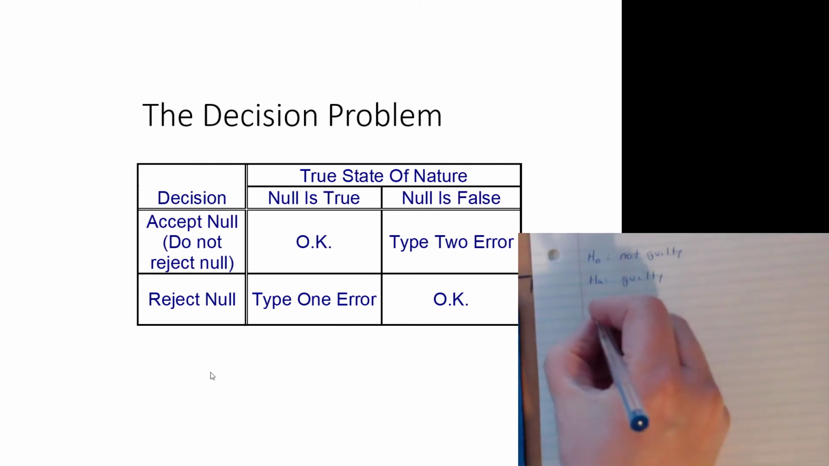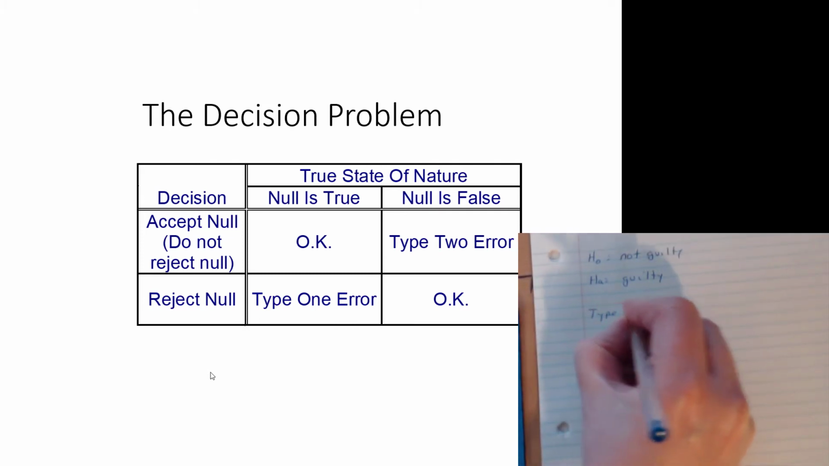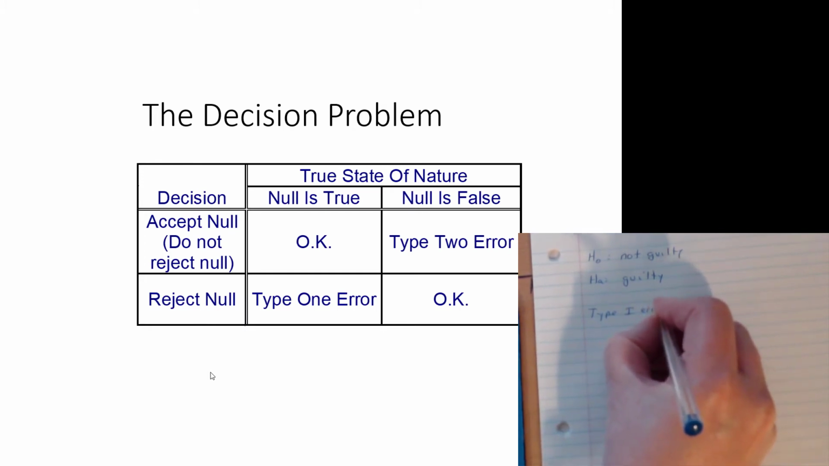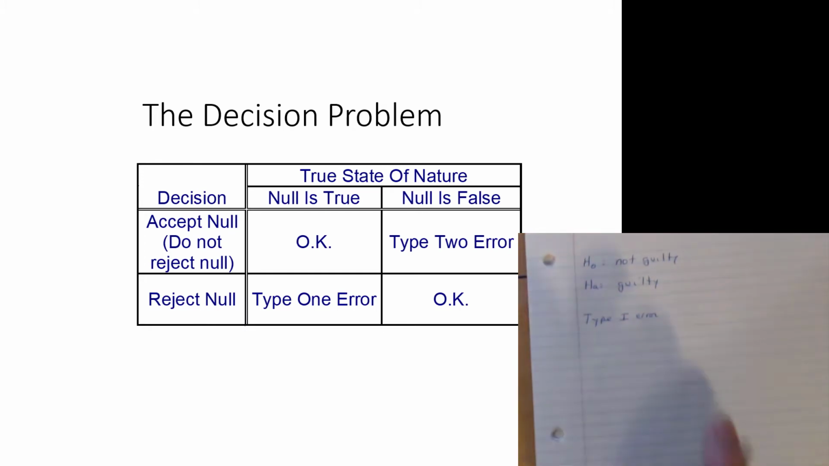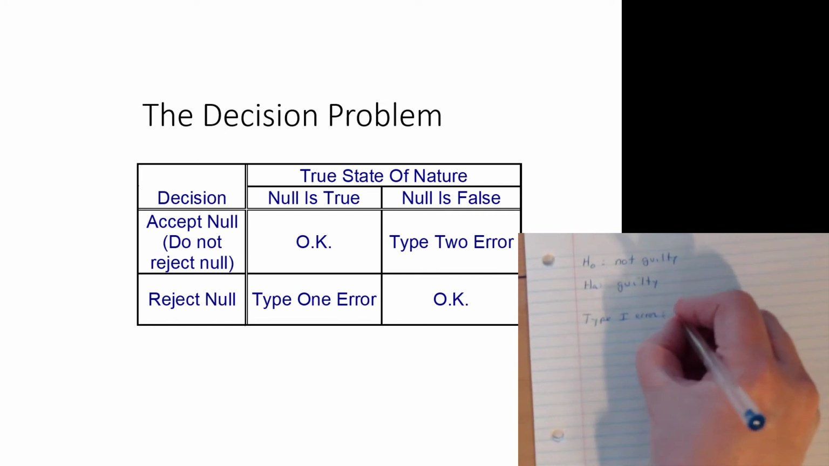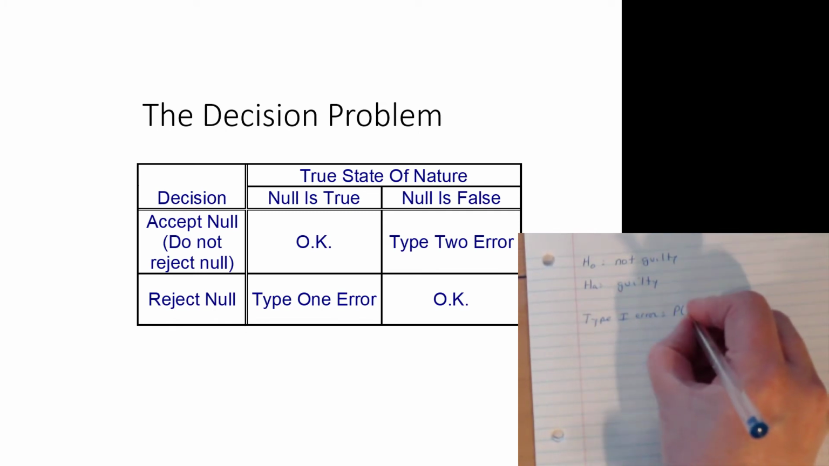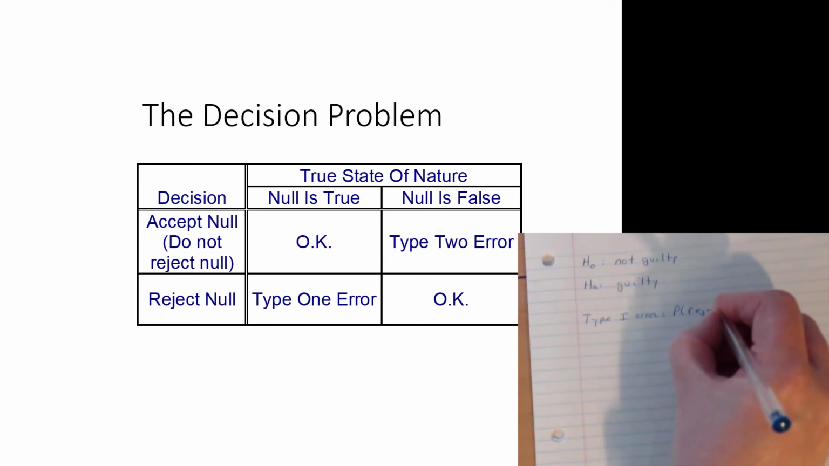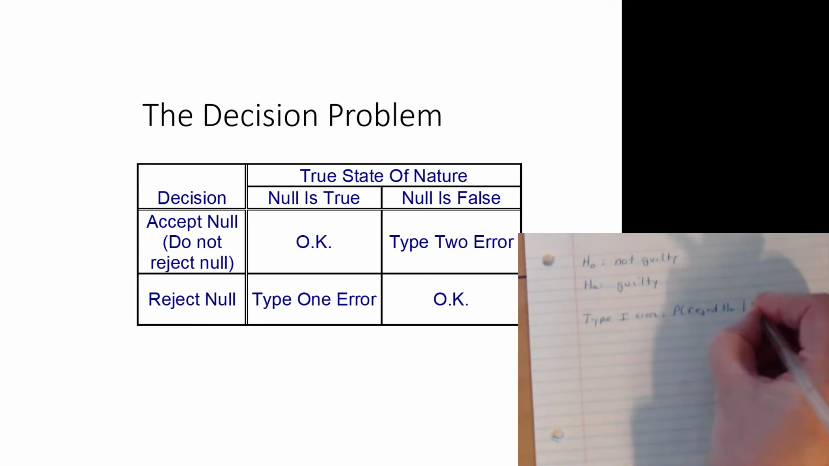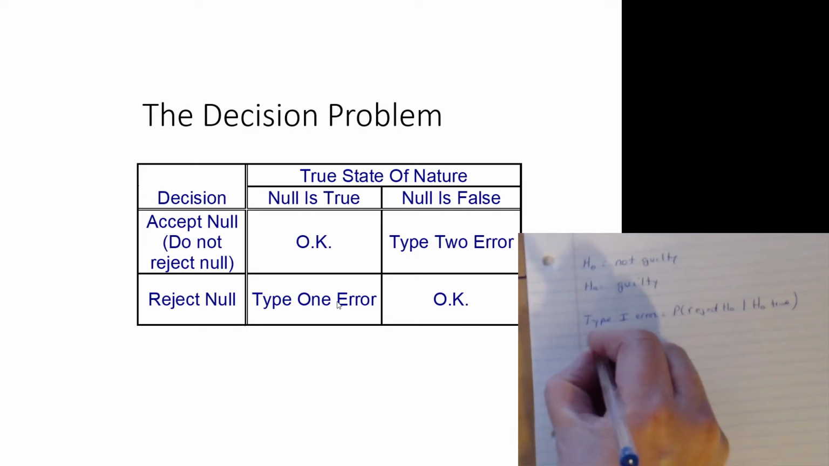So let's talk a little bit about what that type 1 error is. It's a probability. It's the probability that you reject H naught given that H naught is true. Type 1 error right here: reject the null given that the null is true. So we reject H naught, we shouldn't have rejected H naught, and we make that mistake.